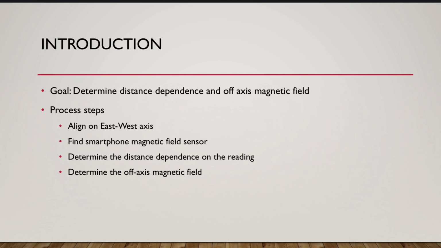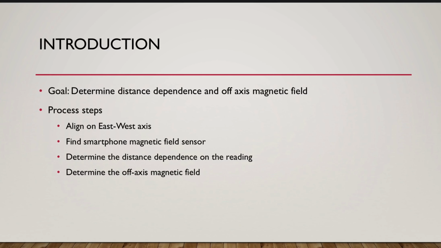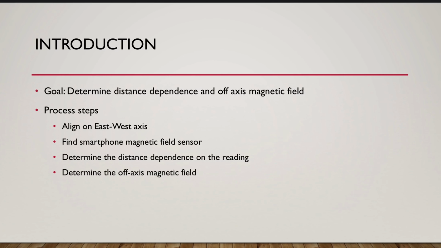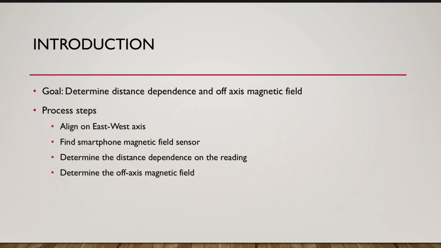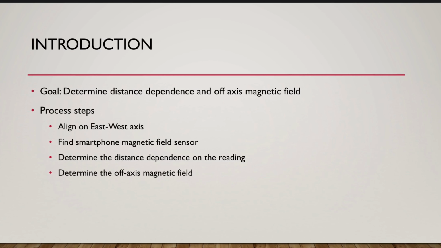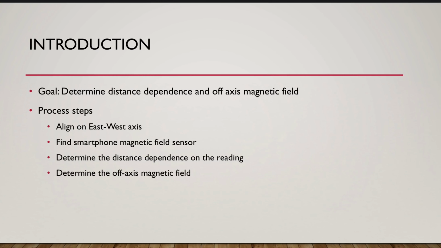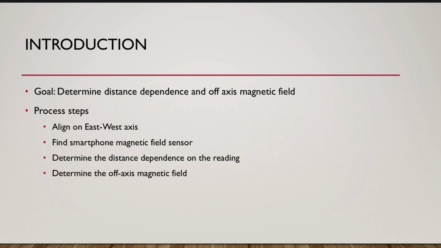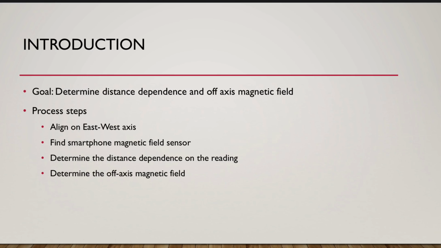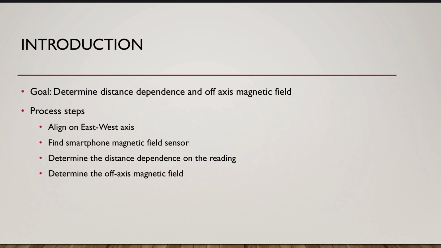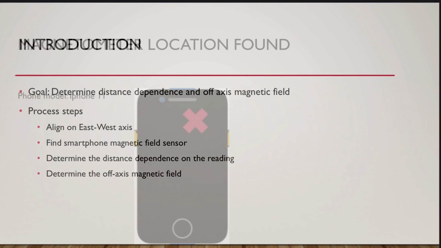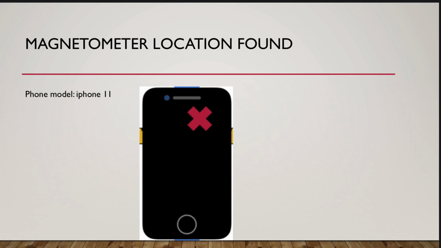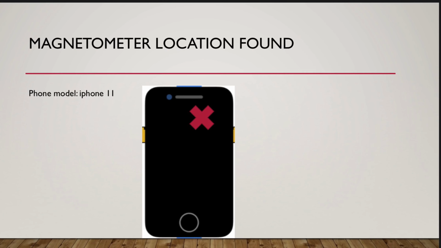Then, using a smartphone magnetometer, different magnetic field strengths were measured at different distances and averaged out to find the distance dependence, in addition to taking a distance in one direction and that same distance in a perpendicular direction in order to calculate the magnetic strength at a 45-degree angle off of the axis of the magnetic field. The magnetometer found on my iPhone 11, used as the magnetometer, can be located at this spot on the diagram.